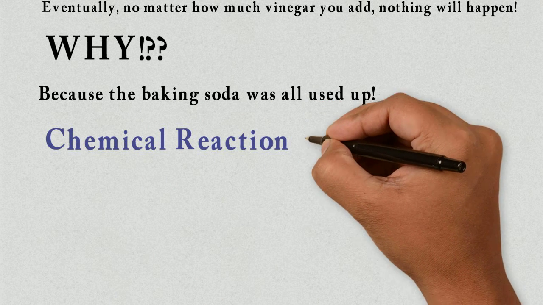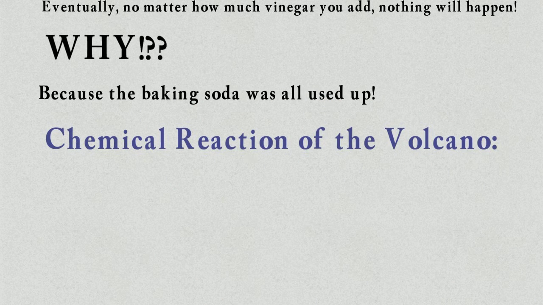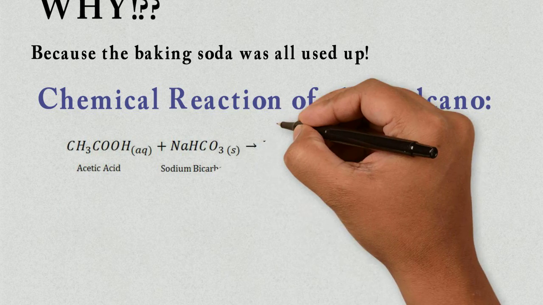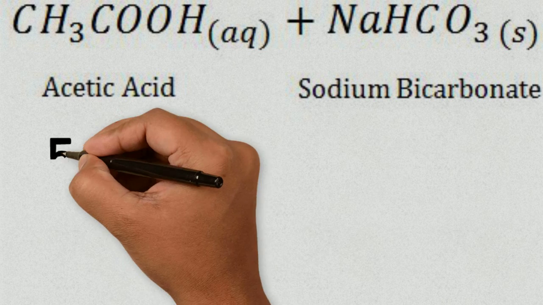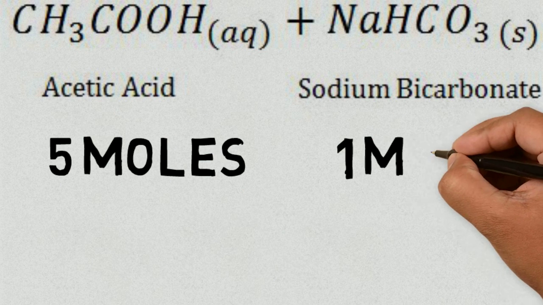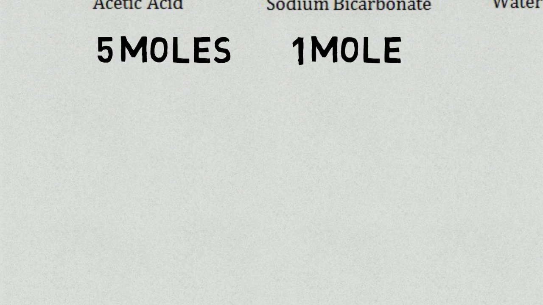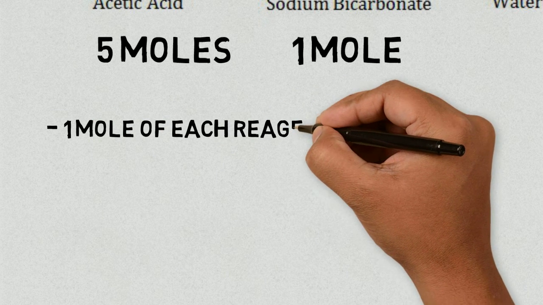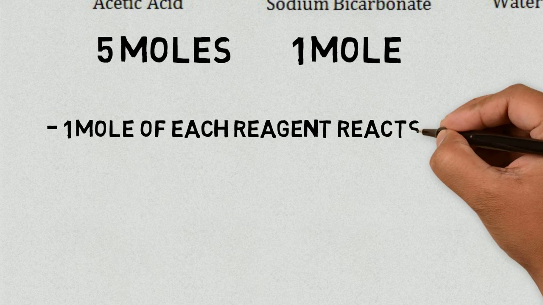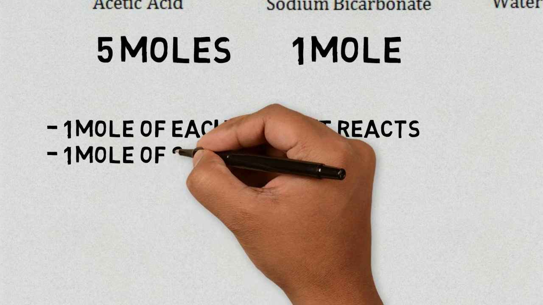Now let's take a look at the reaction that occurs when acetic acid reacts with sodium bicarbonate, the reaction that occurs inside a volcano. In this reaction, if I were to place 5 moles of the acetic acid with 1 mole of the sodium bicarbonate, what would happen? Look at the equation. 1 mole of acetic acid reacts with 1 mole of sodium bicarbonate. In other words, a 1-to-1 ratio.